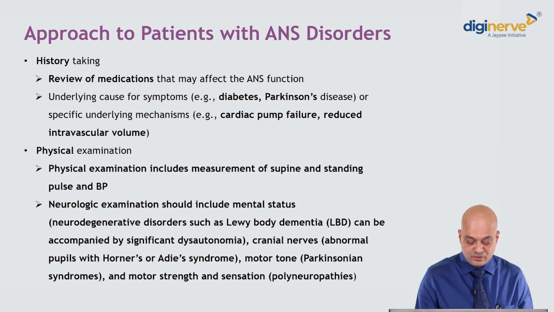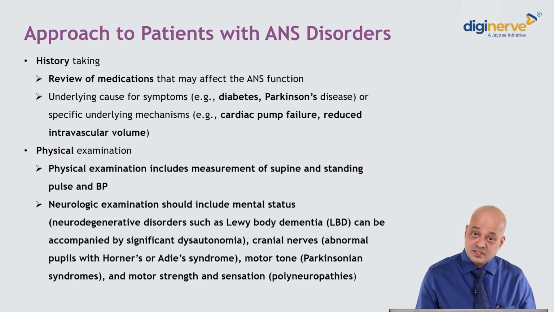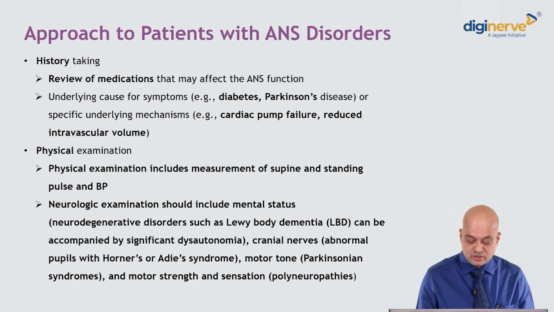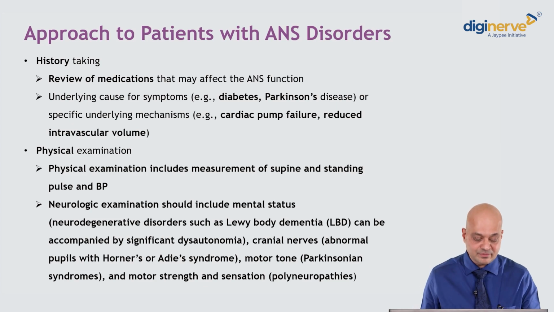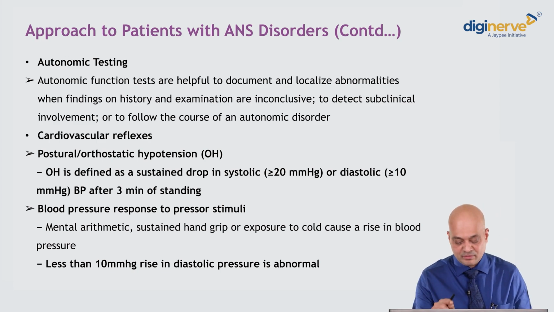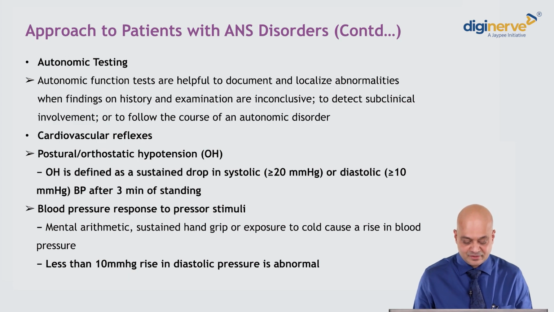Neurological examination includes mental status; neurodegenerative disorders like Lewy body dementia, accompanied by significant dysautonomia, can be seen. Cranial nerve examination, motor tone, motor strength, and sensations for polyneuropathies, all of these can be ascertained. Autonomic testing is the one which helps document and exactly localize where the problem arises, and that's done after a good history and a physical examination.